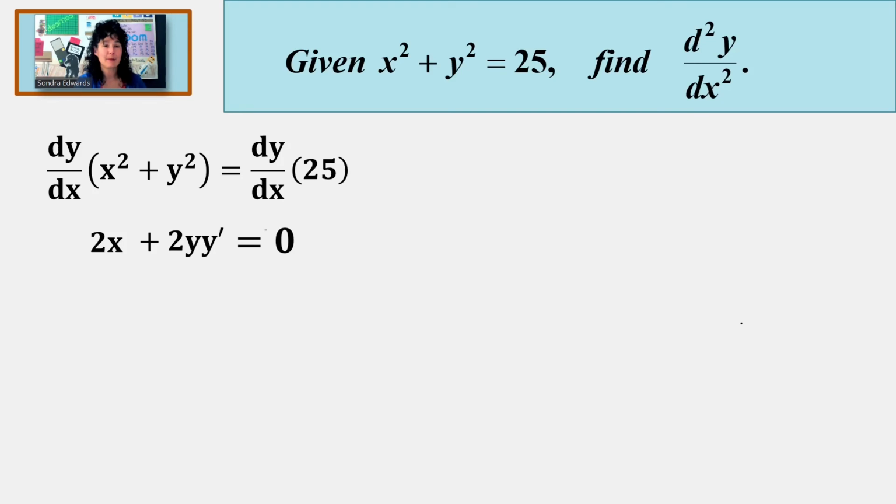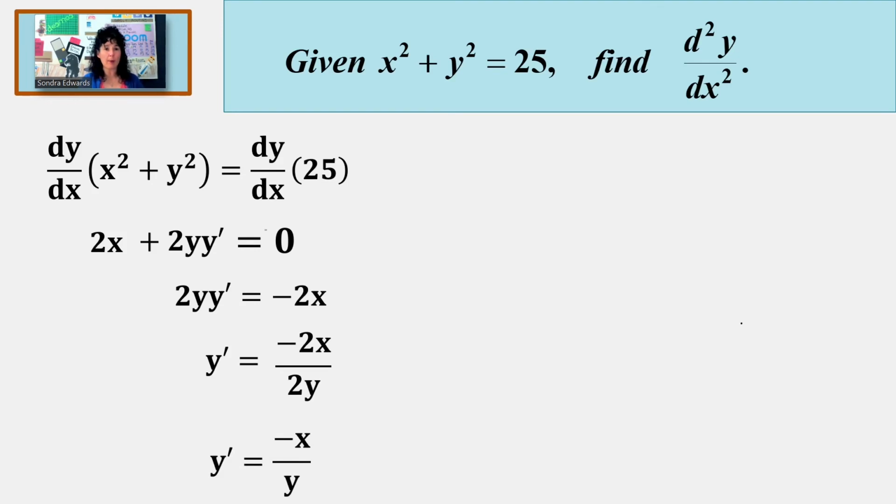All right, next I'm going to get y prime by itself. So the only term with a y prime in it is 2y y prime, so I'm going to move the 2x to the other side. And then I can divide both sides by 2y because the y prime is being multiplied by both 2 and y. And then I'll simplify. Those 2's can cancel, and there's my y prime. So we have just found dy dx, y prime and dy dx, same thing.